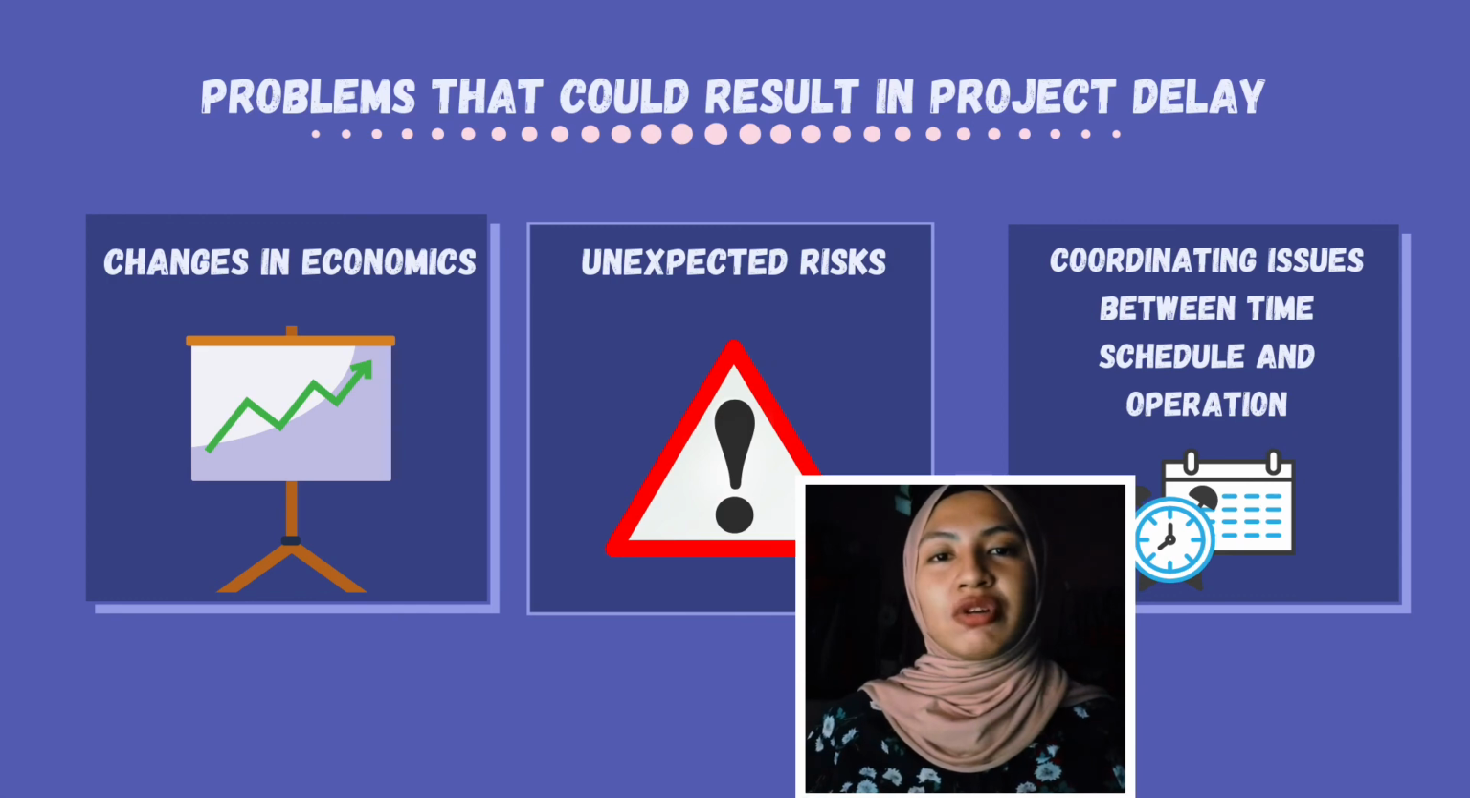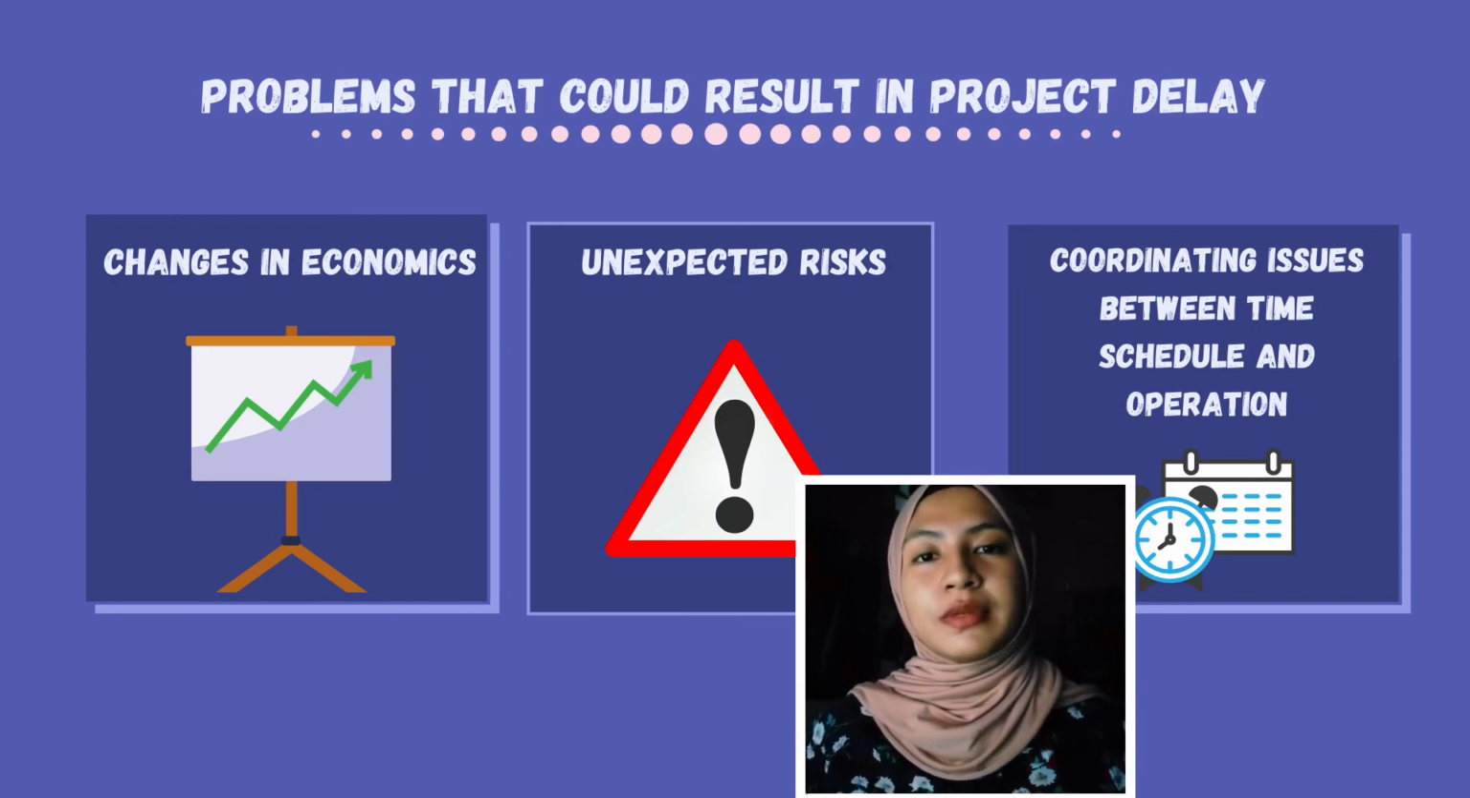Last but not least is coordination issues between time schedule and operation. The most common mistake that companies make while building a project is ignoring the importance of project timeline and schedule. A proper time schedule allows the project to be completed smoothly and within the specific time period. It also warns the project team of further difficulties and offers strategies to solve the problem.